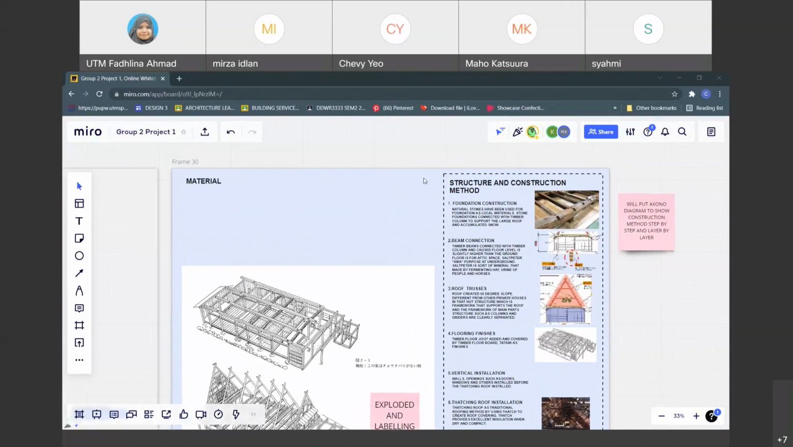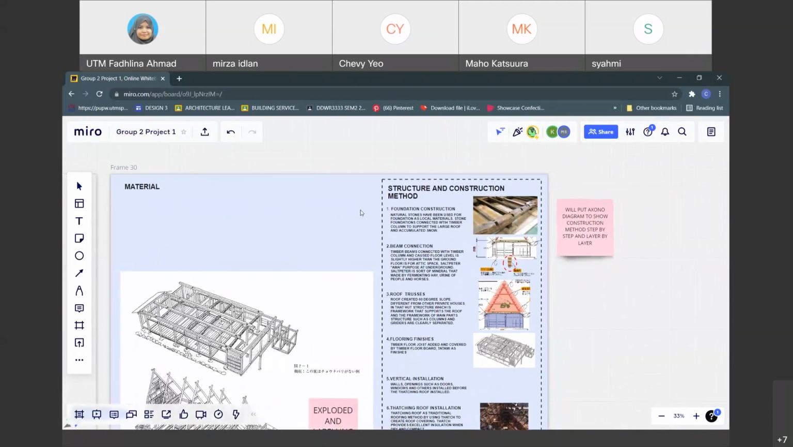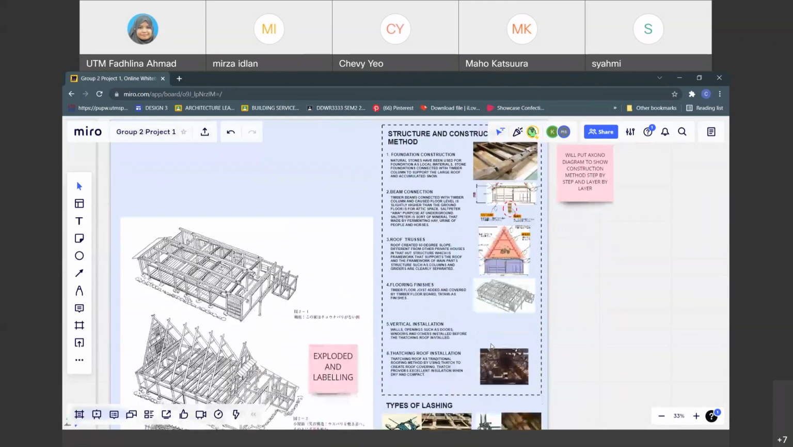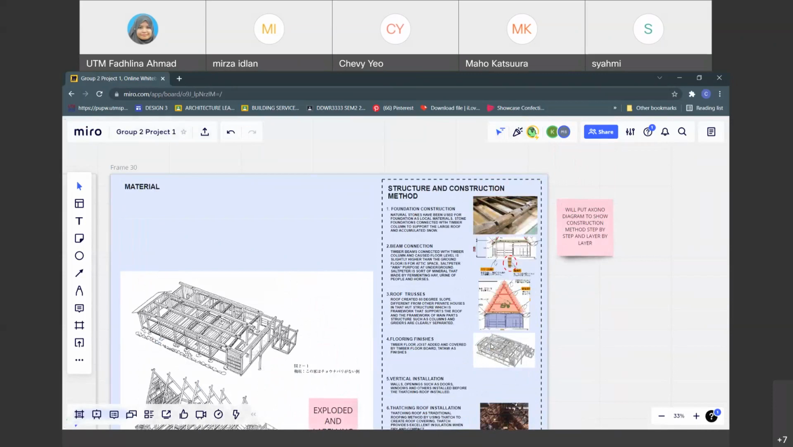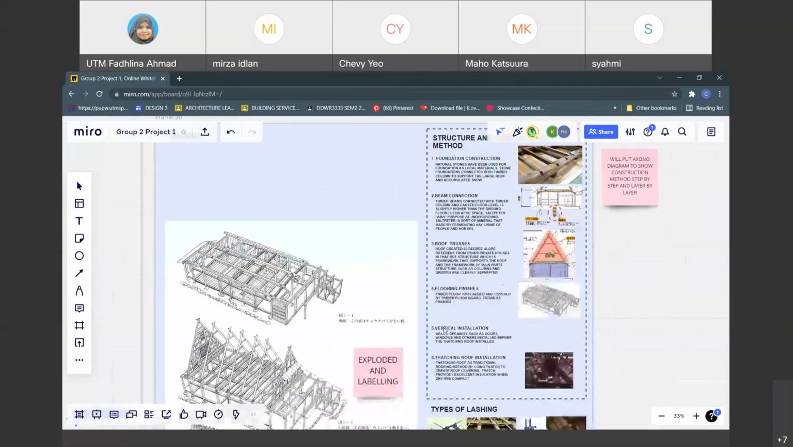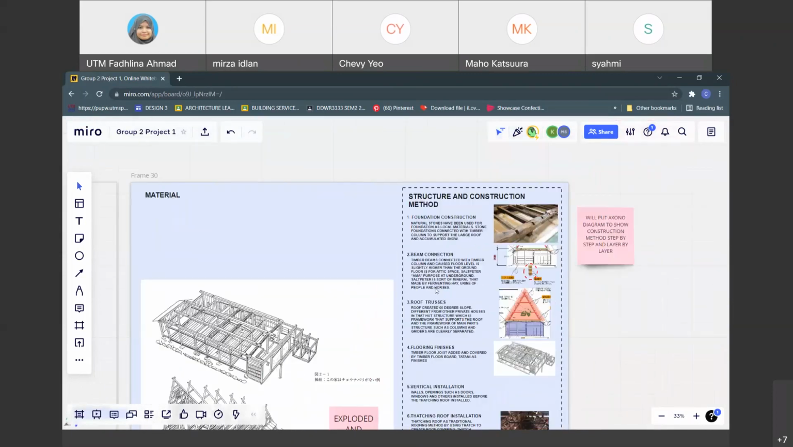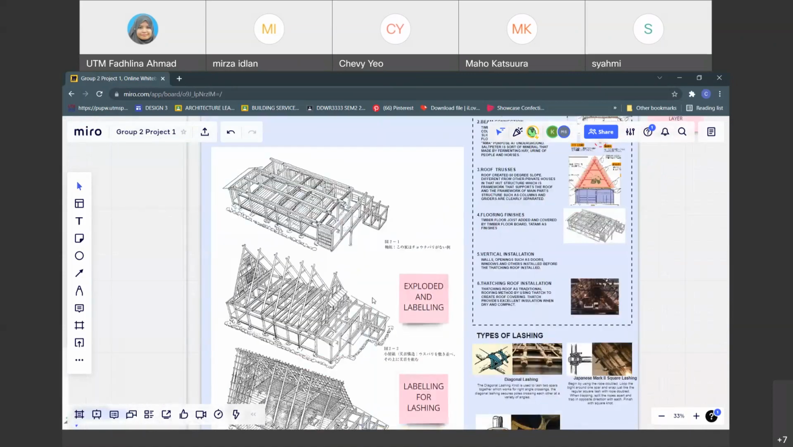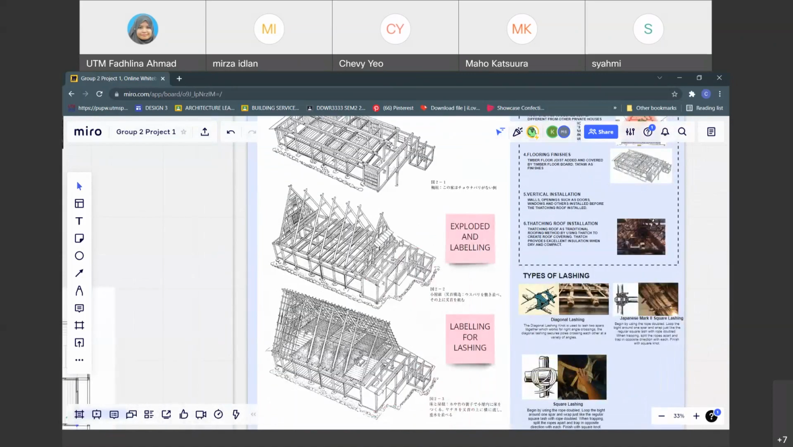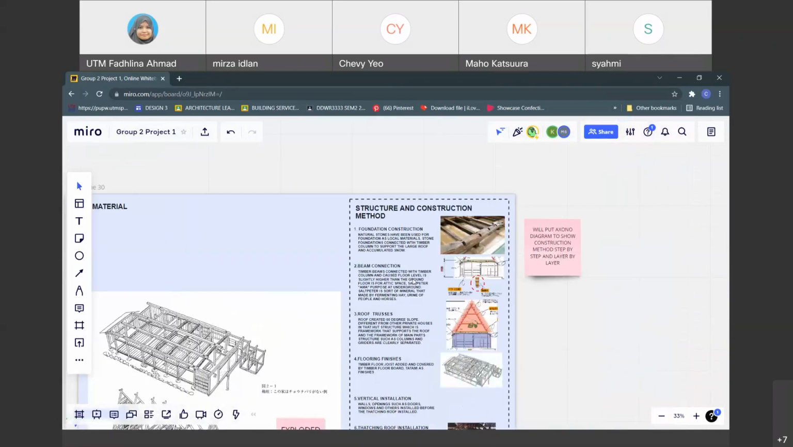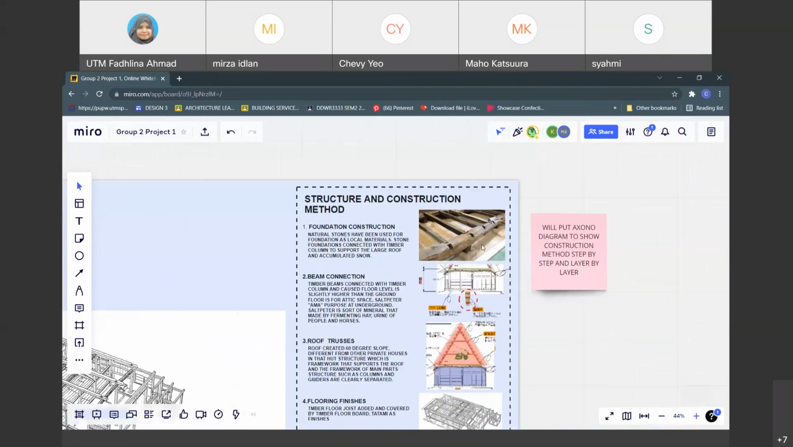So for my part, I am going to do the structure and construction. This is my planning composition, just a very simple one. It includes the structure and construction method, types of flashing and labels, and I will add an exploded axonometric here later on. First of all, I would like to talk about the structure and construction method.